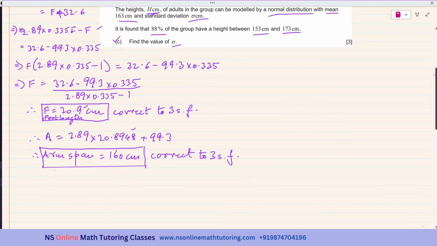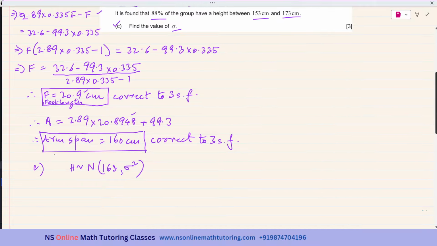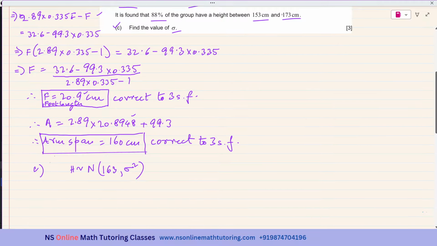Okay, because the sigma is unknown, it is obvious that we have to use the standardized normal distribution function z. So h is a normal distribution variable with mean as 163 and the variance is sigma square. Okay. And it is said that the height is between 153 and 173, so P of 153 is less than H is less than 173 is equal to 88% or 0.88.